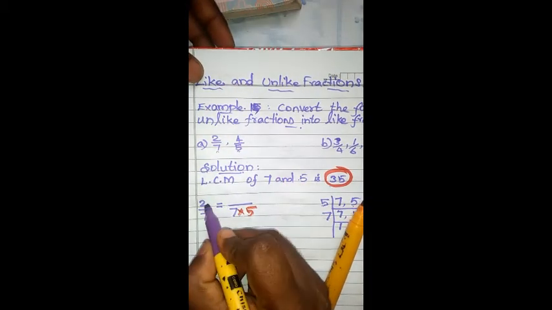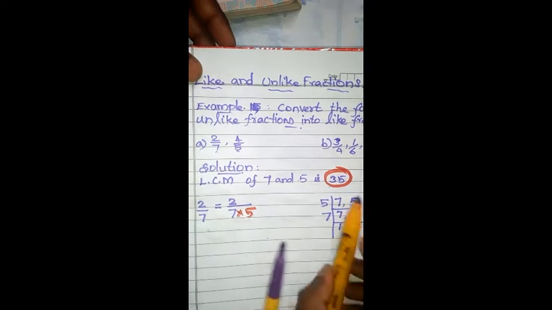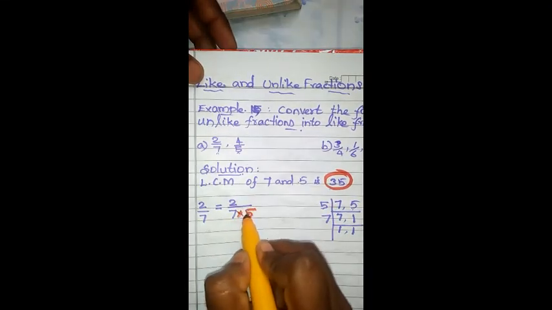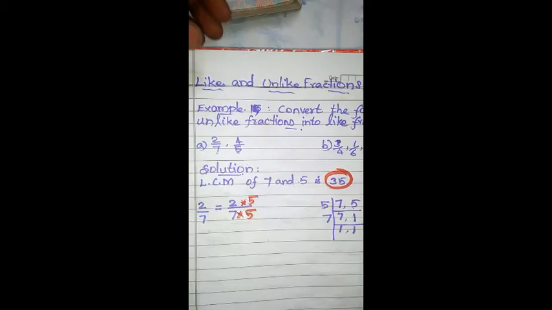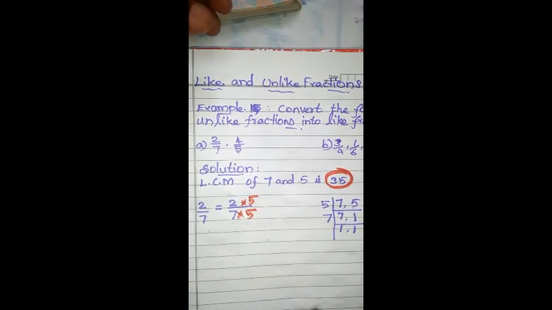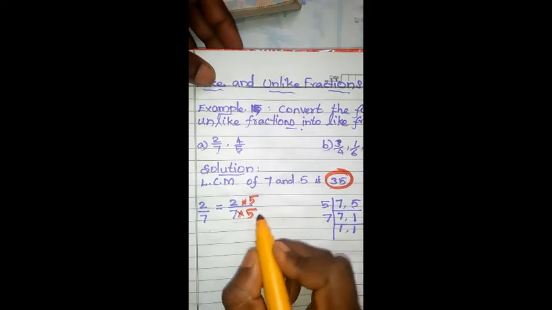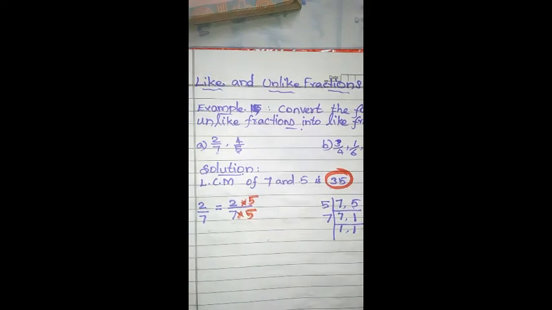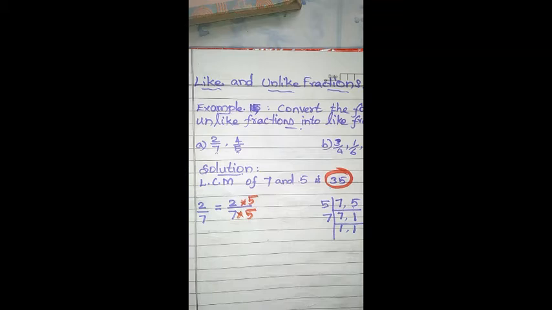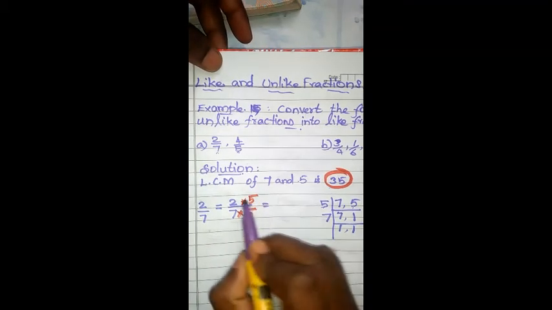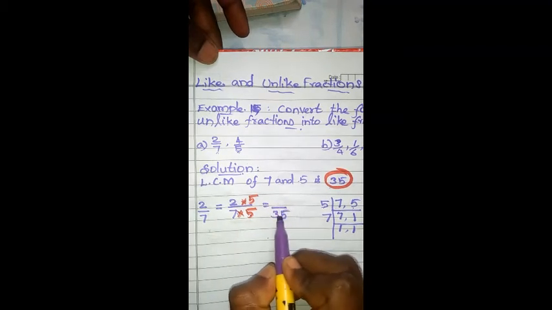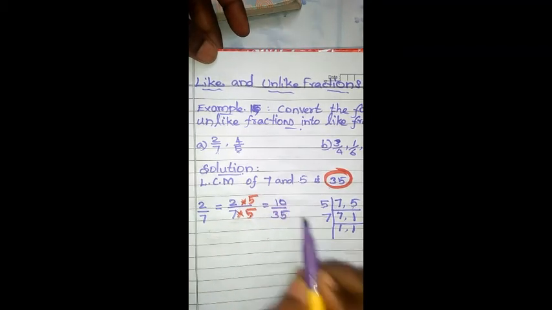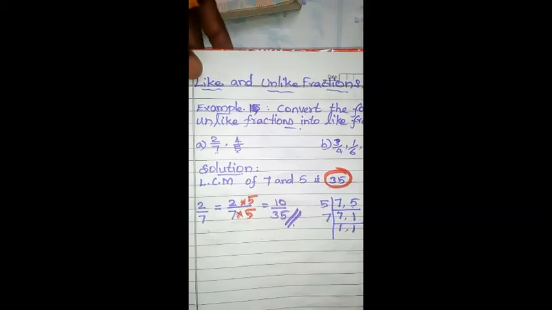So look at the numerator. We have 2 in the numerator, right? Same as it is. So we multiplied the denominator by 5, so we must multiply the numerator also by 5. Correct. So now multiply. 7 5s are 35 in the denominator and 2 5s are 10. Okay, 10. 10 by 35, the first one.